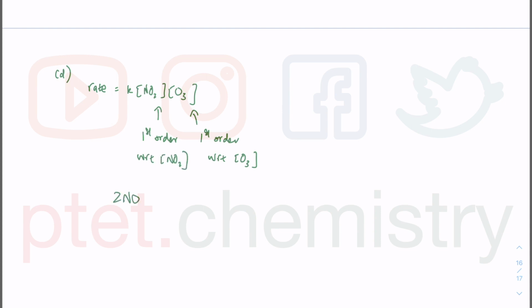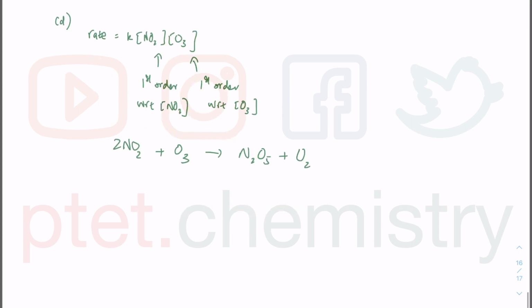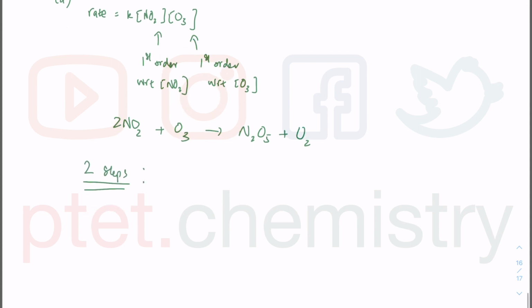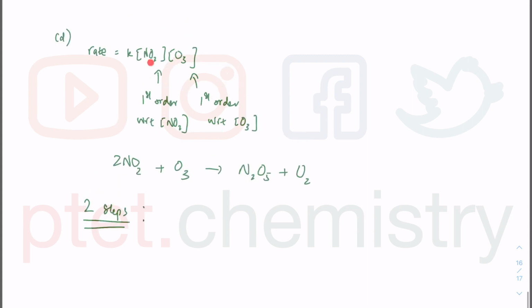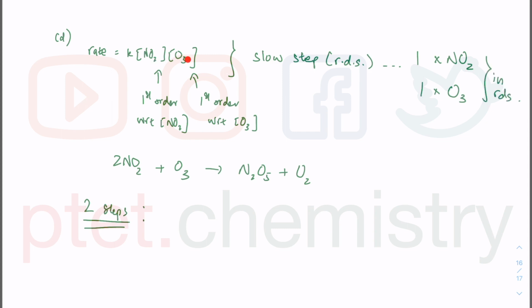And we have this 2 NO2 plus O3 going to N2O5 plus O2. We know it's 2 steps. We are asked to write down 2 equations, a 2-step mechanism. So what's going to happen is, whatever appears in the rate equation is going to be in the slow step. So there is 1 time NO2 in the slow step and 1 time O3 in the slow step, in the rate determining step. That's the meaning of the rate equation. That's the meaning of the rate determining step. One of them is involved in the slow step. Overall equation, there are 2 of them.